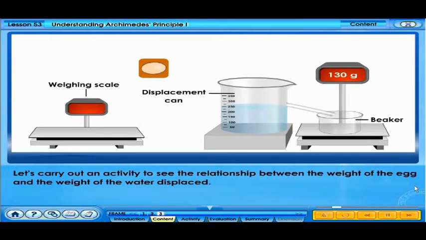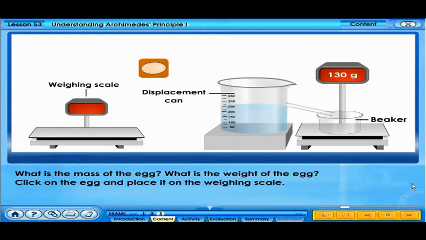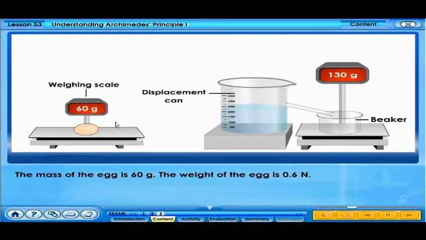Let's carry out an activity to see the relationship between the weight of the egg and the weight of the water displaced. What is the mass of the egg? What is the weight of the egg? Click on the egg and place it on the weighing scale. The mass of the egg is 60 grams. The weight of the egg is 0.6 newtons.